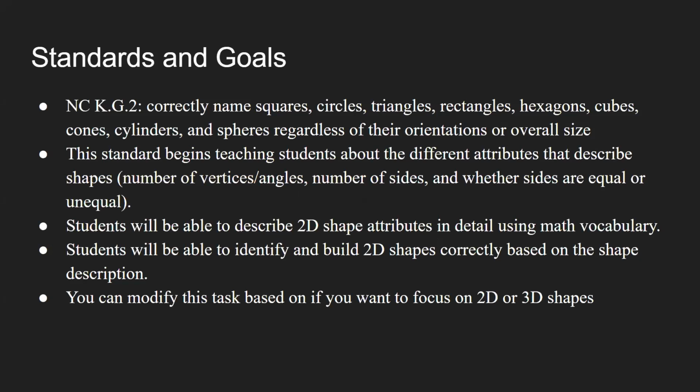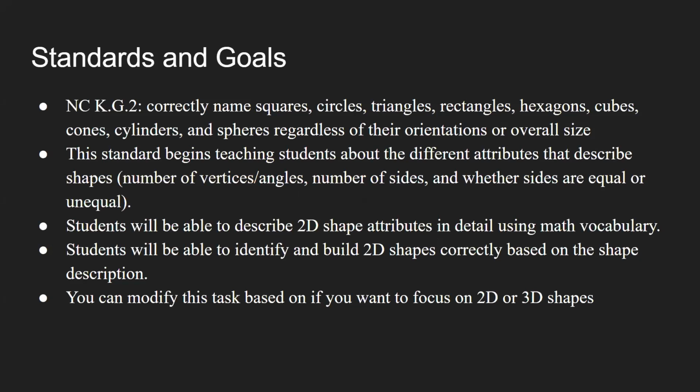Now, this task is a kindergarten task, and it meets the standard that states to correctly name squares, circles, triangles, rectangles, hexagons, cubes, cones, cylinders, and spheres, regardless of their orientation or overall size. This standard begins teaching students about the different attributes, so they're learning how to describe shapes.